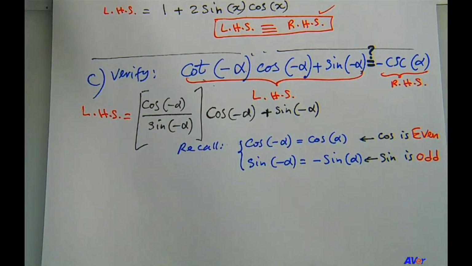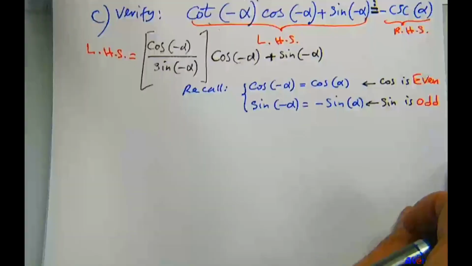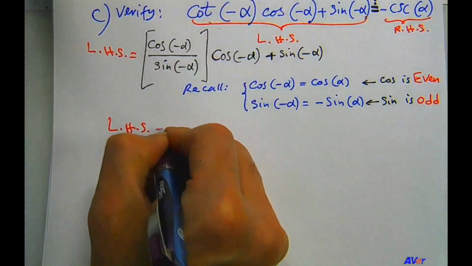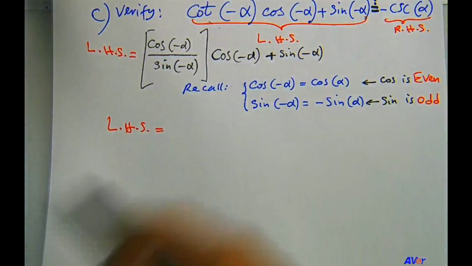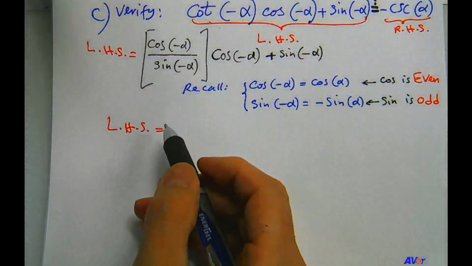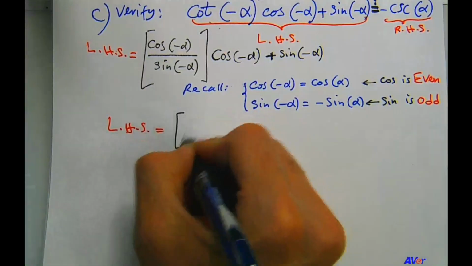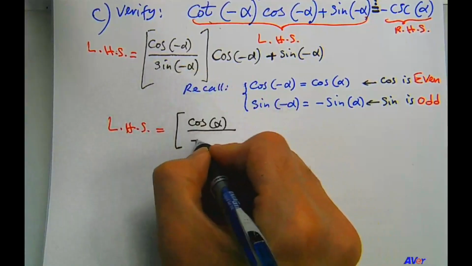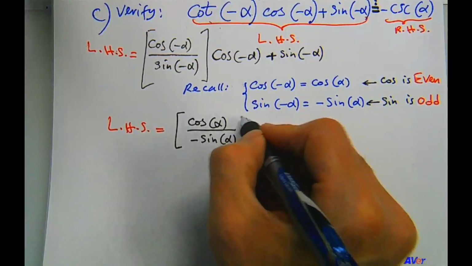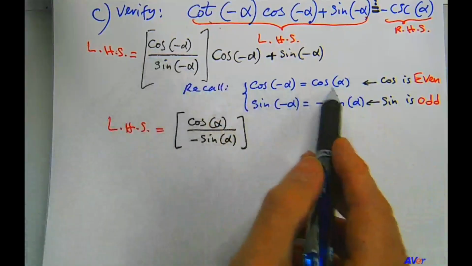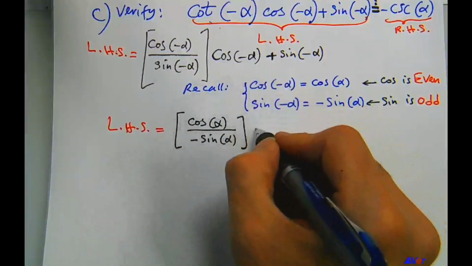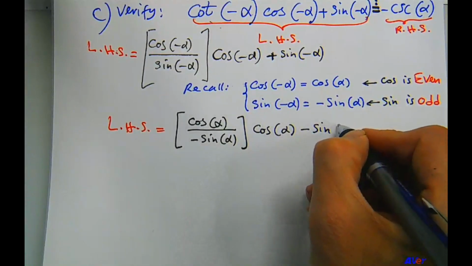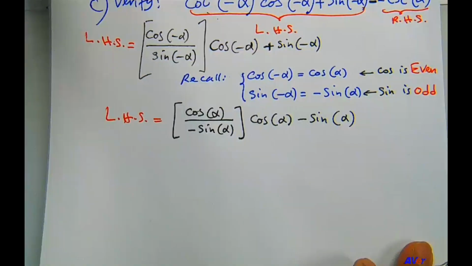So we have the left-hand side. We're still simplifying the left-hand side, right? The left-hand side will be cosine of alpha divided by minus sine of alpha. Do you see the transition from this to this? Times cosine of alpha minus sine of alpha. Okay.